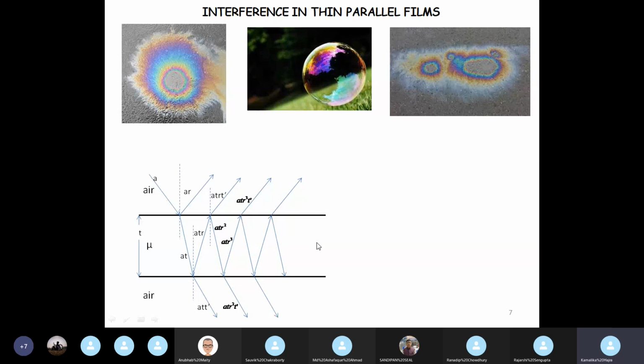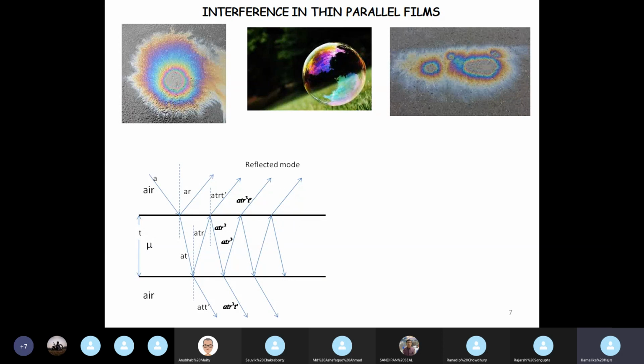Now remember, T, R and T' are all fractions. So the higher the powers of these parameters in the product, the lesser is the value of the product. So mathematically you can see that the amplitude is continuously decreasing as we go to the newer rays.